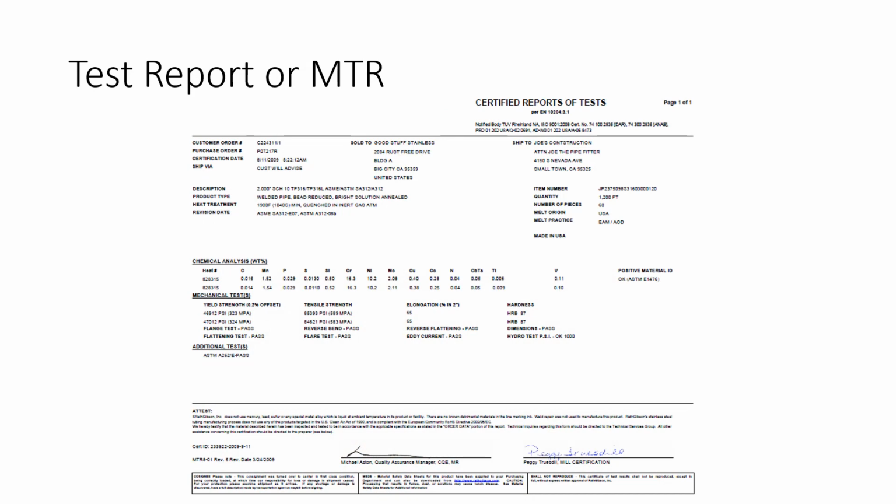This is a test report, better known as an MTR, material test report. The MTR contains information about the chemical and physical properties of each batch or heat of material and is generated by the mill. While creation of the information on the MTR is a requirement of the mill, this information is only passed along the supply chain at the request of the purchaser.